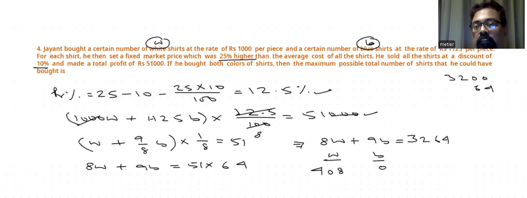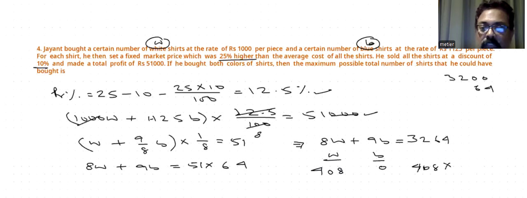Now check here. In linear equation solving, we have discussed one concept: the value of W will change at the rate of the coefficient of B, and the value of B will change at the rate of the coefficient of W. Now, if W and B are 408 and 0, the total is 408. The problem here is B cannot be 0, so this cannot be our solution.